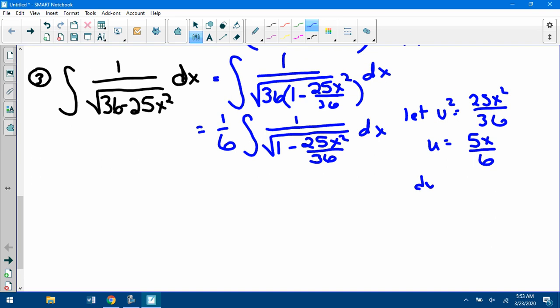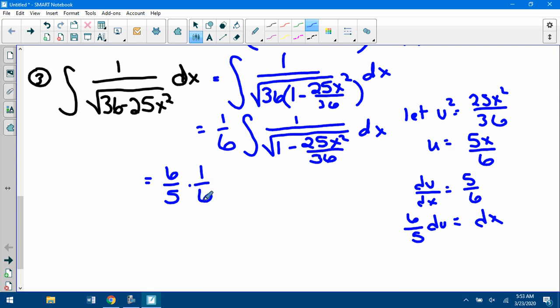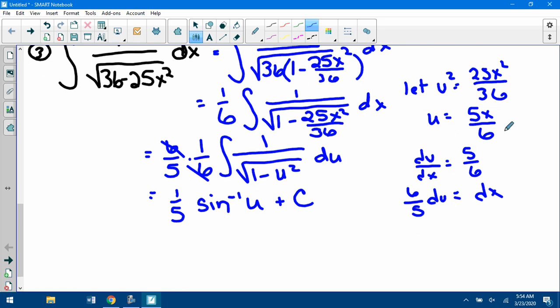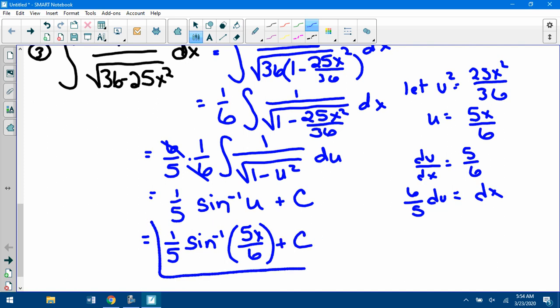which isn't going to be a problem when I take the derivative. If I do du over dx, what do I get? 5/6. And my leftover piece is just this dx. That's the only piece I can't deal with. So if I get dx on this side, multiply this by 6/5, so 6/5 du equals dx. Okay, so now there's going to be a 6/5 out front times that 1/6 that was already there times the integral of 1 over radical 1 minus u squared du. So now I have 1/5 times sine inverse of u plus c. And then just remember you're plugging the right thing in for u. We got to plug in this 5/6 x. So it's 1/5 times sine inverse of 5x over 6 plus c. And there you have it.